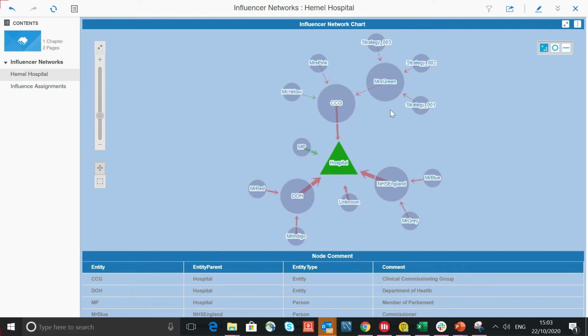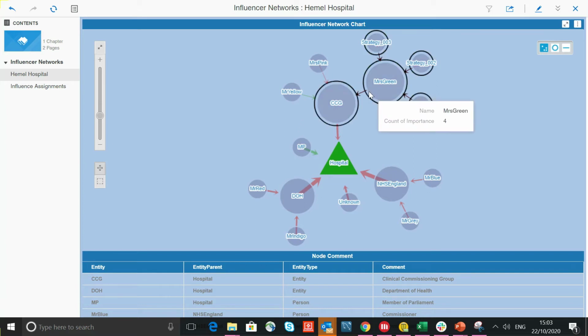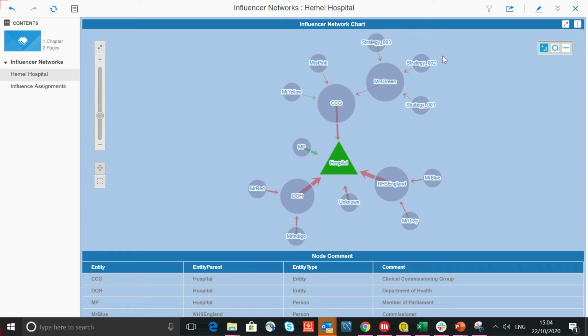Out of the CCG, which is an important factor into the decision, we have one person called Mr. Yellow, who is green. That means they're friendly to our outcome, and the others are either independent or not. In the case of Mrs. Green, what we've got is a number of strategies that we've employed, or that we're about to deploy, to try and change Mrs. Green from red to green. And the idea is that by tracking and applying strategies to all the different actors for all these different entities, we will turn these arrows green, which should, in principle, lead to a positive outcome. So that's how our influencer network system works.